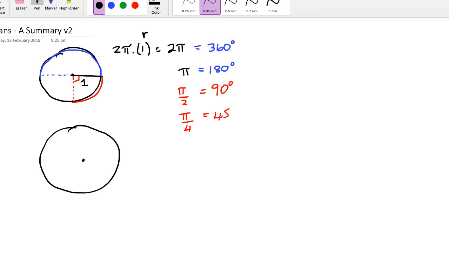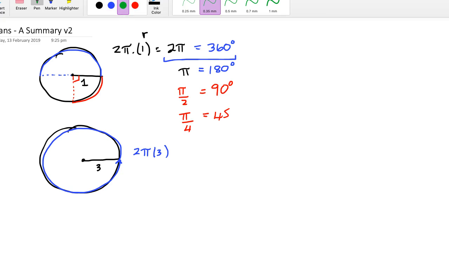So if we have a larger circle that has, say, a radius of 3 units. Again, 1 whole revolution would just be the circumference of that circle, which would be 2 pi times 3. So we've still traveled 360 degrees. And essentially, we want to keep this fact that 2 pi is 360 degrees.